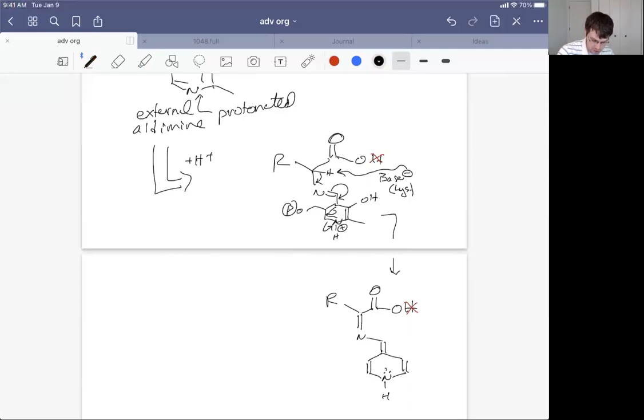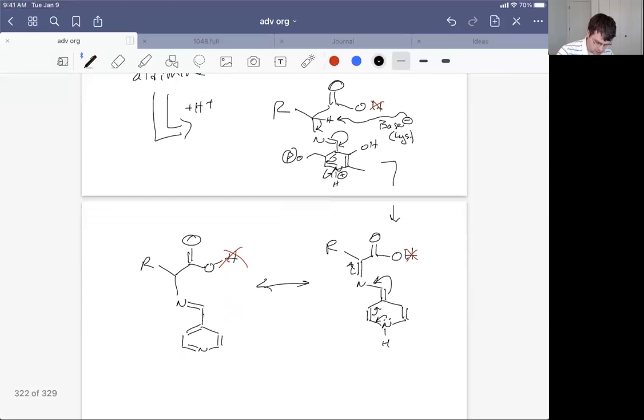My favorite one has some charge separation, where we push the electrons all back through and put a negative charge at the alpha position. The whole purpose of the PLP cofactor is to stabilize the negative charge that would result if we deprotonated the alpha position of an amino acid. We can't do it without forming that external aldimine.